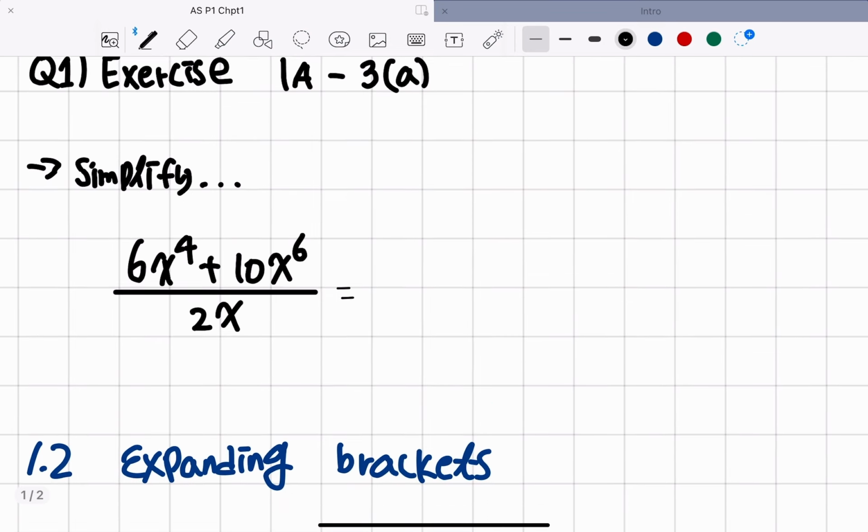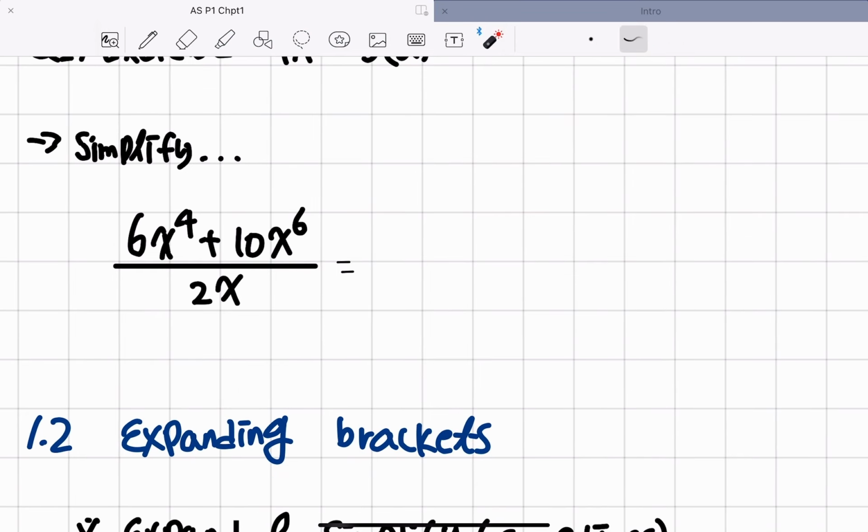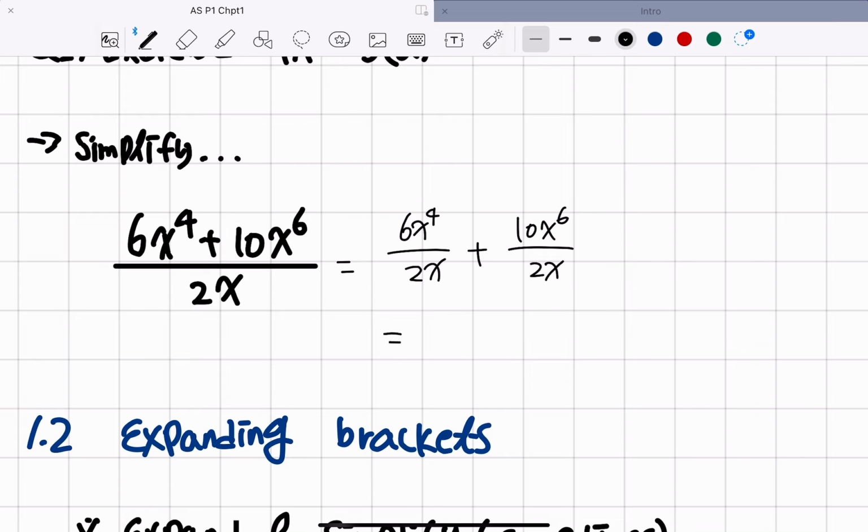In this case, for the denominator, there's just one expression, so we can think about dividing into two expressions. We can write it as 6x^4 over 2x plus, because we just need to follow this sign, 10x^6 over 2x. And we can also simplify. 6 and 2 have the same factor 2, so we can divide by 2, which gives 3.